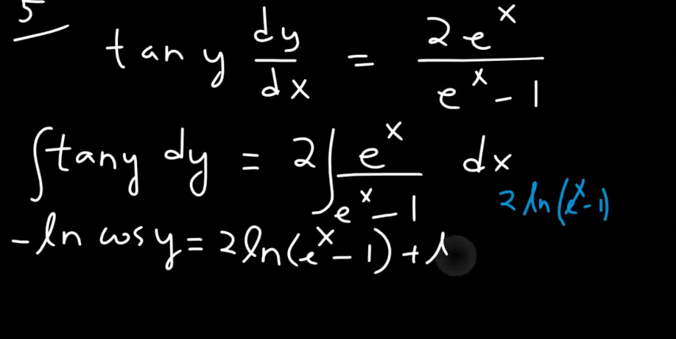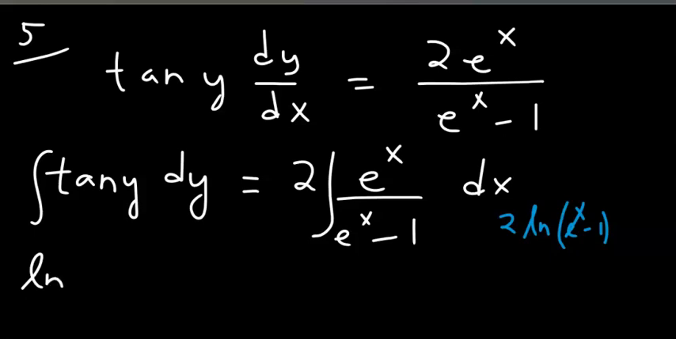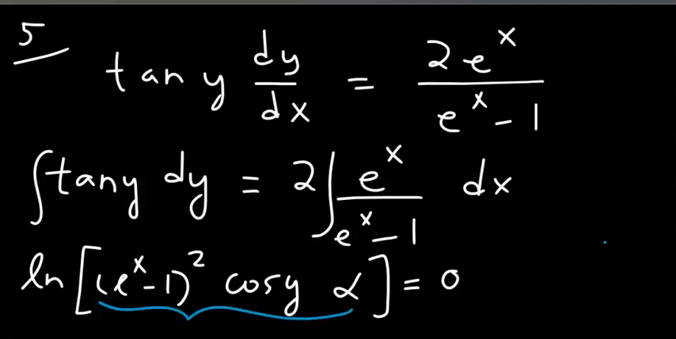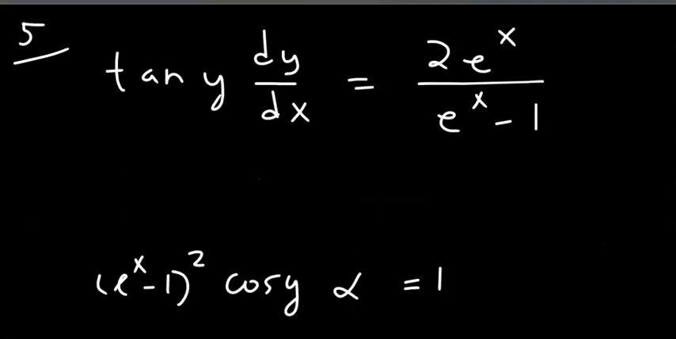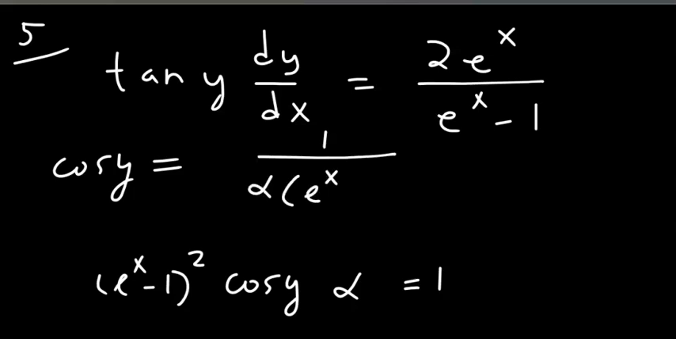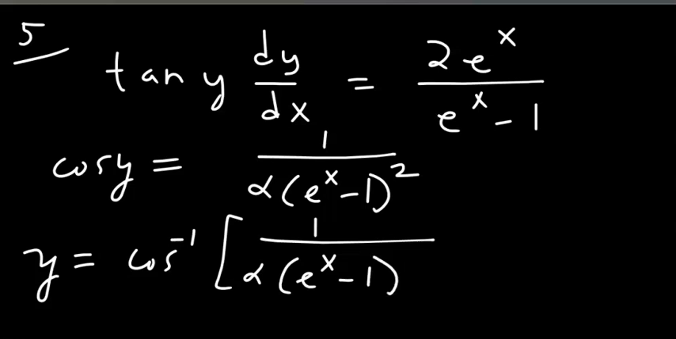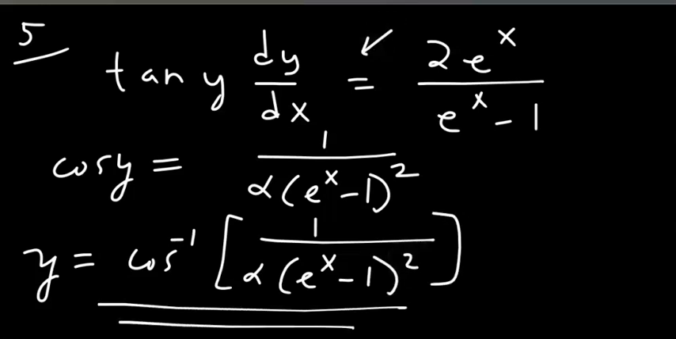Don't forget the integration constant. Let's call it natural log of alpha. Let's combine all the natural logs into one. That will give you the following expression. Natural log of e to the power x minus 1 squared times cosine y times alpha equals 0. What that means is the argument of that natural log has got to be 1, namely that line. Rearranging it a little, we get cosine y equals 1 over alpha times e to the power x minus 1 squared, or y is inverse cosine of 1 over alpha times e to the power x minus 1 squared. And that's the general solution to this differential equation.